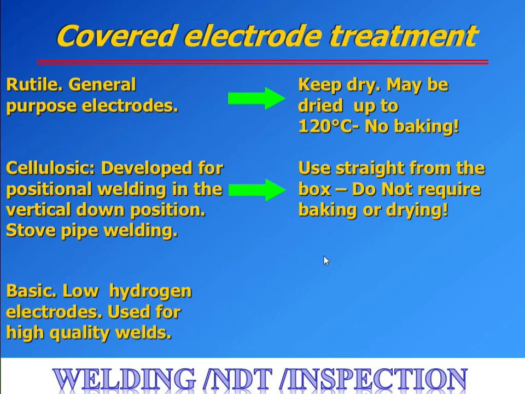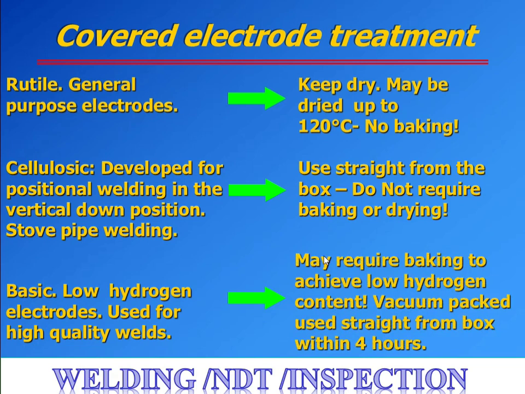Third is the basic low hydrogen electrode used for high quality weld. This electrode means basic electrode. You can say E7018 is the basic electrode. This is a low hydrogen electrode used for high quality weld. We can say the fabrication of pressure vessels and heat exchangers. We can use this type of low hydrogen electrode for those welds.